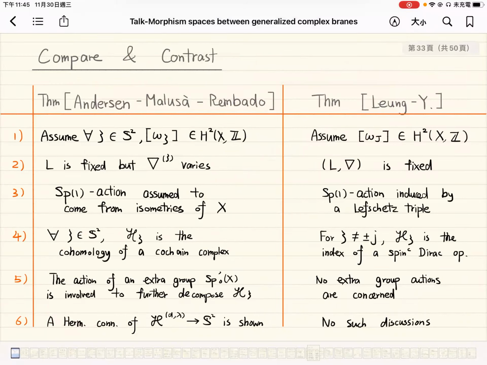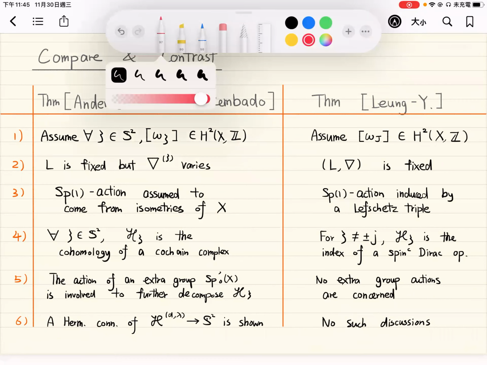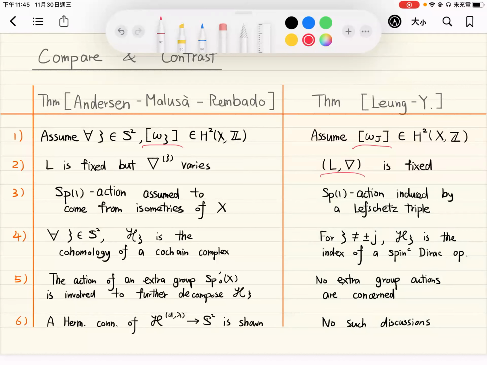First of all, in our theorem, we have a little bit less restrictive assumption, in that we only assume one Kähler class is integral. But in that case, they assume all the Kähler classes are integral. And in our case, the pre-quantum line bundle is just fixed, either the Hermitian line bundle and the unitary condition is fixed. In that case, the Hermitian line bundle is fixed, but something is varying.